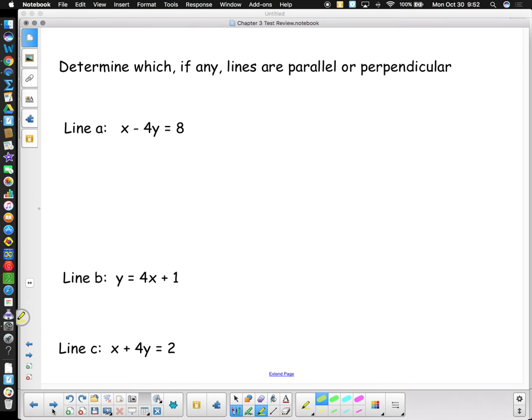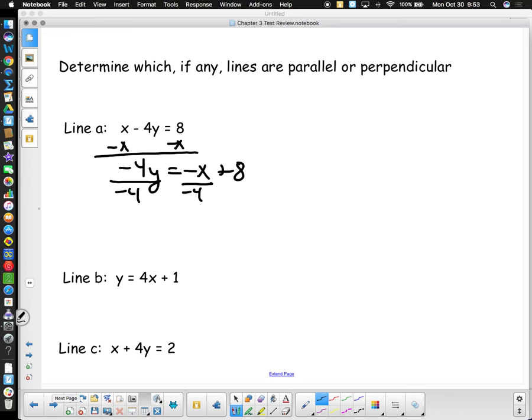This one, same basic idea. A little bit easier. Well, not really. Let's look at it. If I go minus x, I get negative 4y equals negative x plus 8. Divide by negative 4. y equals 1/4 x minus 2.